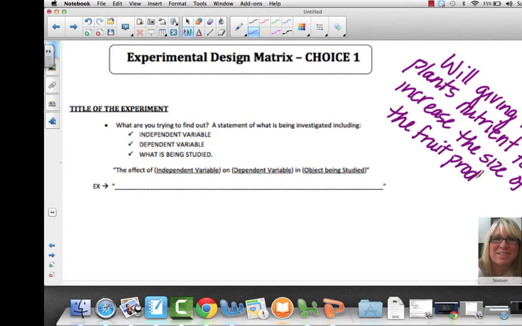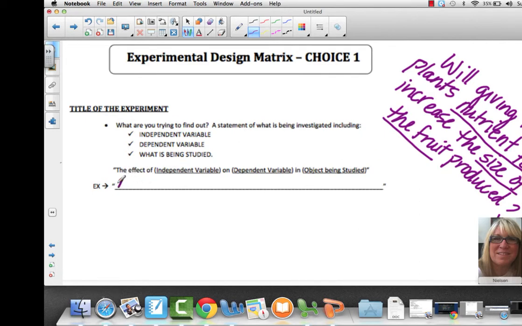So the question that I wrote is, will giving tomato plants nutrient food increase the size of the fruit produced? So that's our question. So when we look at this, our independent variable is going to be nutrient food, because that's what we're going to be changing. And the size of the fruit is going to be our dependent variable. And we're using tomato plants. And we're going to pick a type of plant because there's many different species of tomato plants.